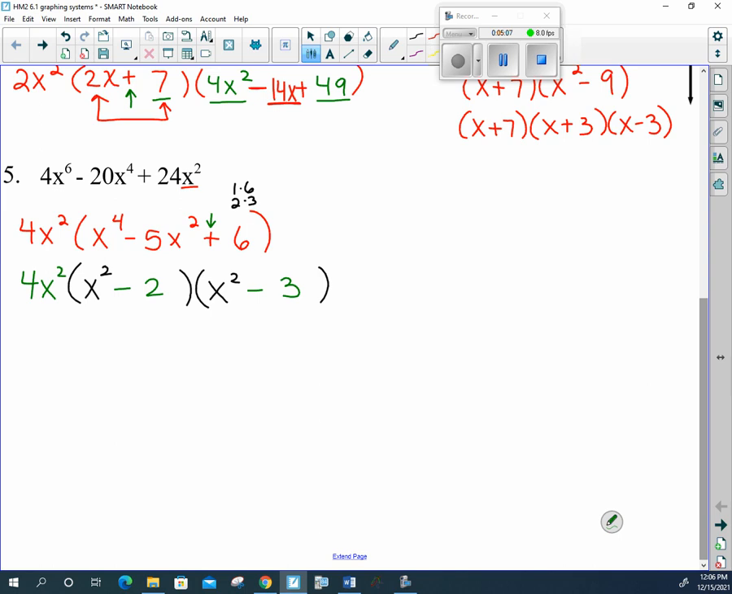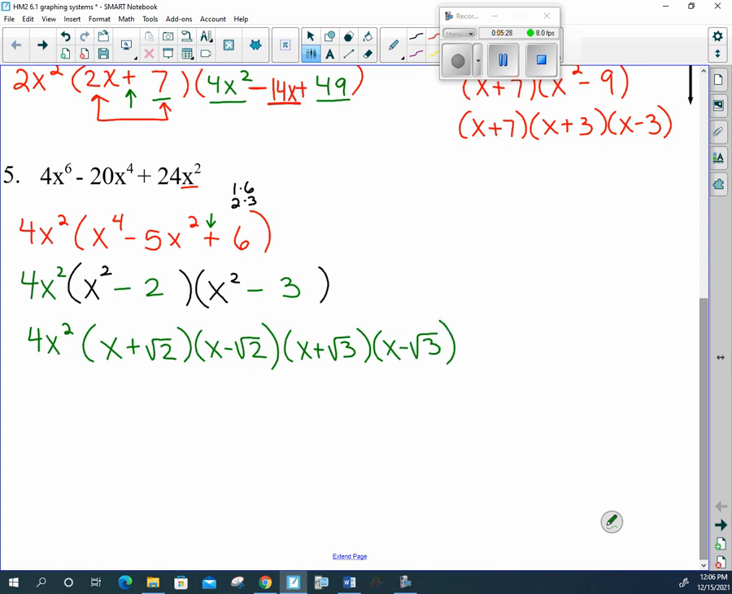Okay, x squared minus 2 is the difference of squares. 2 is not a perfect square number, but you can factor it if you use the square root. So x plus the square root of 2, x minus the square root of 2. X squared minus 3, that's x plus the square root of 3, and x minus the square root of 3. Okay, so both of those are difference of squares. You just have to factor them with a radical. And that's our review on factoring.